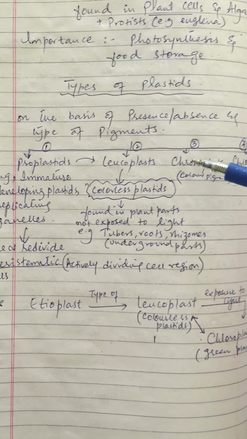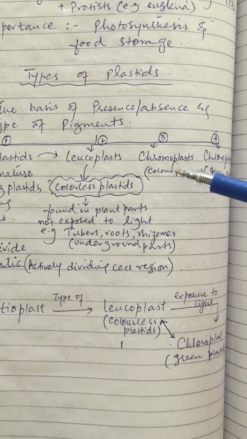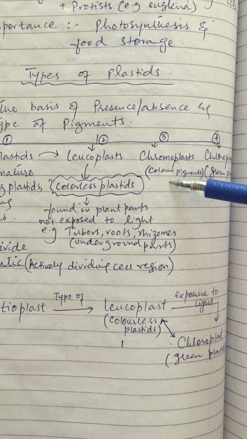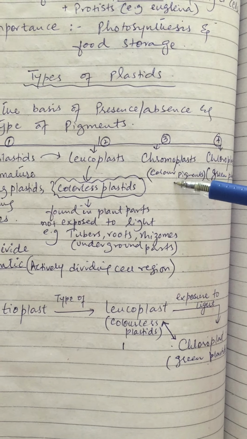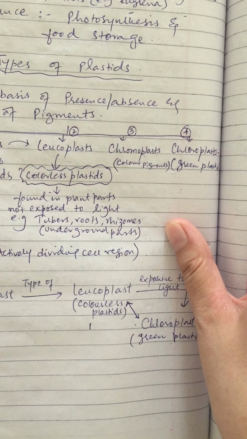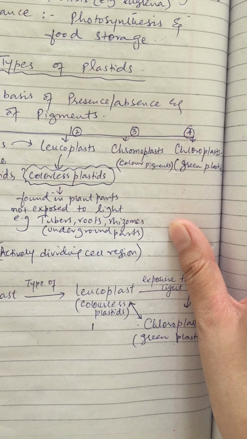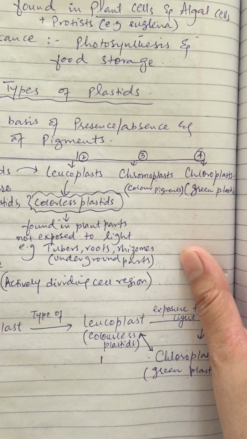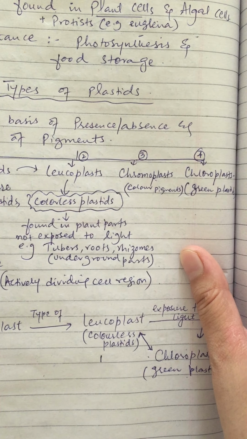The next is the chromoplast. Chromoplasts are the type of plastids that contain color pigments other than green. Another most important type of plastid is the chloroplast. Chloroplasts contain the green pigment chlorophyll. Therefore, these are also known as the green plastids.